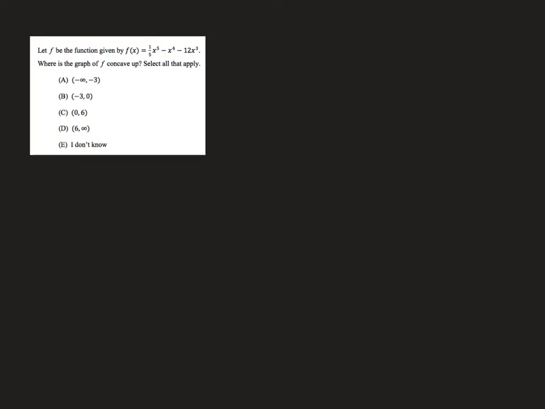This is question 1 from the Socrative, and I'm going to do it as if it were an open-ended question so you can see all the work that is necessary to do. The question wants to know where this graph of f of x is concave up. And what I know is that a graph is concave up when its second derivative is positive. So I have to first find the second derivative.